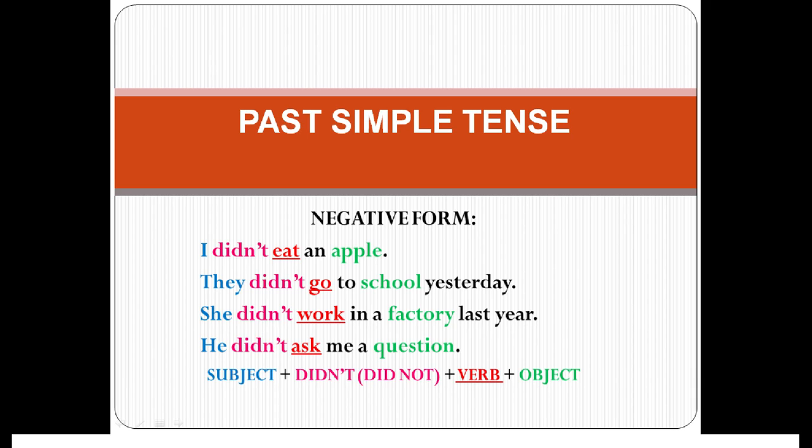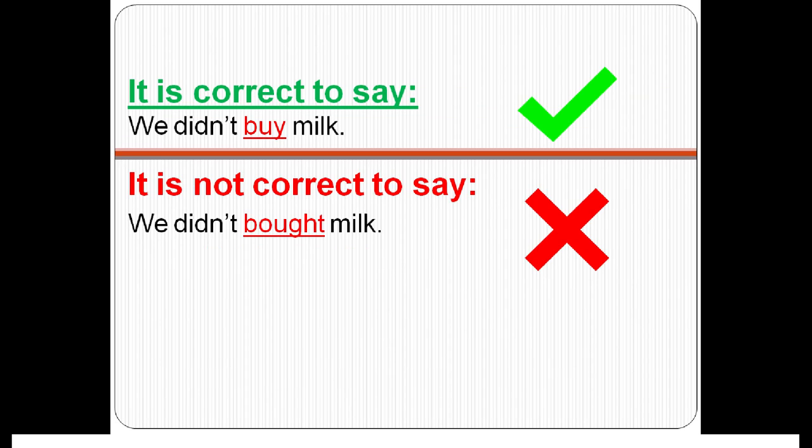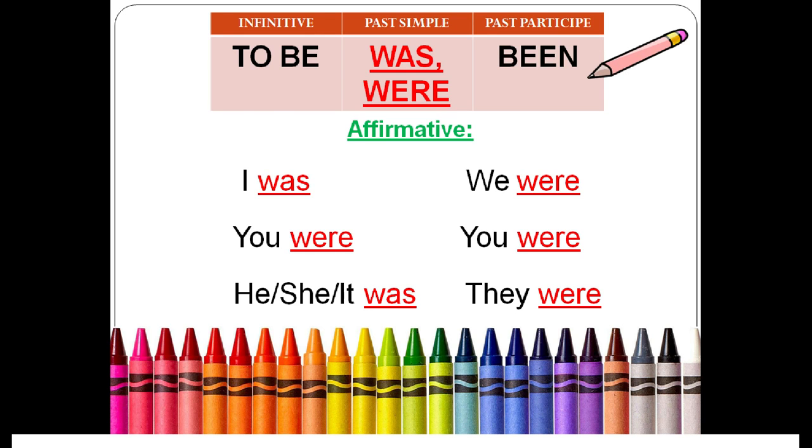Remember, subject plus didn't or did not plus verb plus object. It is correct to say, we didn't buy milk. It is not correct to say, we didn't bought milk. The second sentence isn't correct because when you have a negative sentence in past simple tense, you need to use the infinitive form of that verb. The past tense of to be in English has 2 forms, was and were.